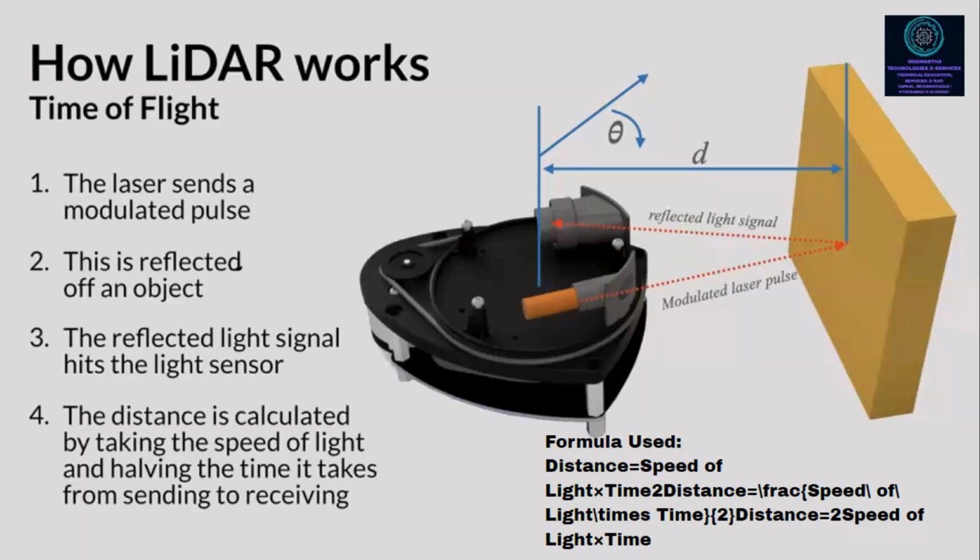The formula here, if you want to find out the distance, is that distance is equal to the speed of light multiplied by time and divided by 2, as it's given here, half. So this is how the laser light works, how it will be reflected and how it will come back. That is the point you have to understand.